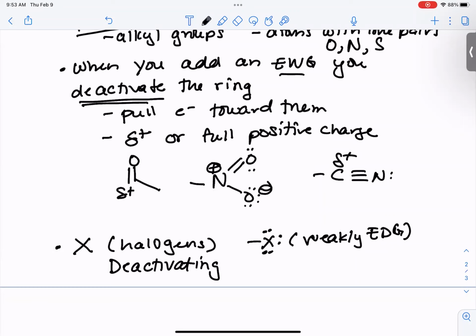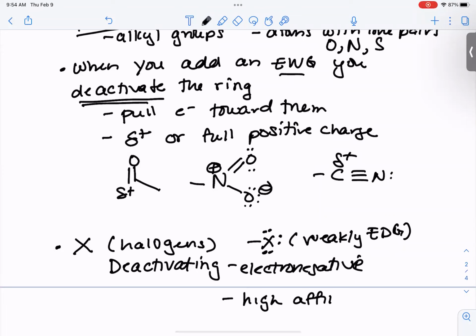But from an activating, deactivating standpoint, because the halogens are electronegative and they have a high affinity for electrons, they are going to deactivate a ring towards electrophilic aromatic substitution.